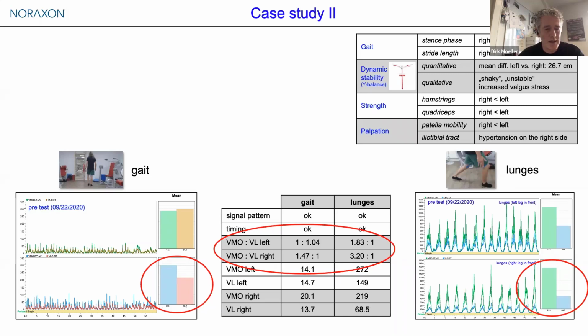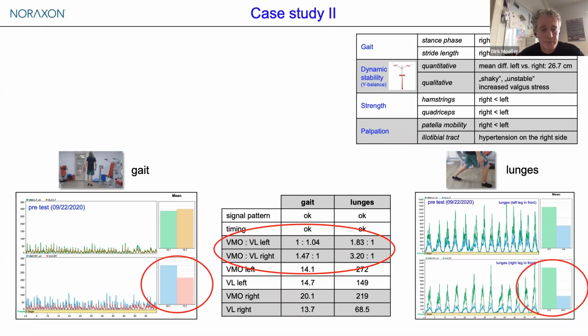Just in the gait analysis, we see a ratio on the healthy side of 1 to 1.04, so it's 1 to 1, and on the injured side we see 1.47 to 1. So the VMO is higher than the VLO. In the lunges, we see on both sides, left is the healthy side, a ratio of 1.83 to 1, and on the injured side, 3.2 to 1. So you additionally see that the VMO is more active than the VLO. Probably the VLO is less active if you compare the mean values.